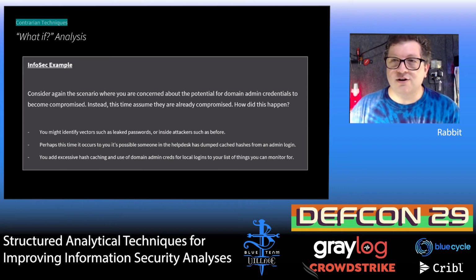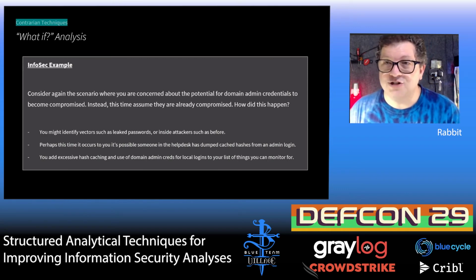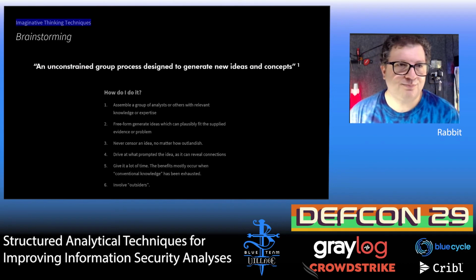And maybe there's something you can do to make sure you're catching if people are using domain admin creds for needless local logins. You've now got a little more information of things you might look for in your environment to detect these specific types of problems.